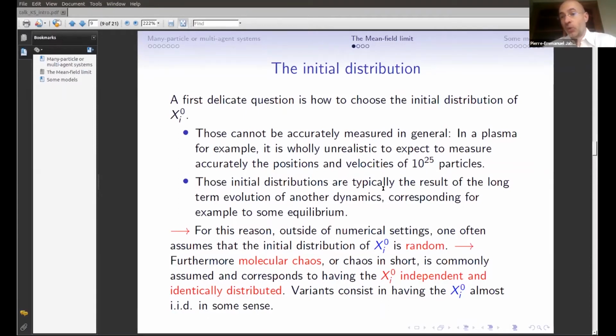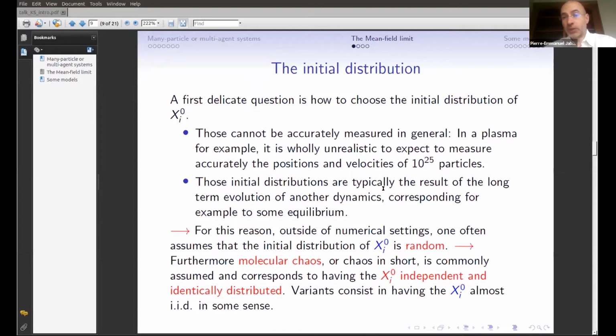Because there is simply no way that anyone is going to give you the positions of 10 to the 20 particles with any kind of reasonable precision. So this is out of the question. There's no way to measure it, even very roughly. There's no way to measure it precisely on top of that. So this is doomed to fail. So we do have to make a decision on the initial distribution.